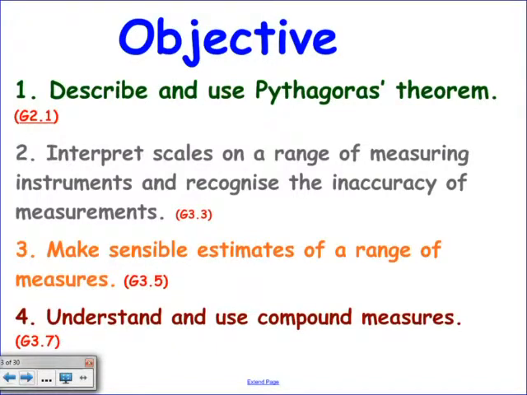Anybody know what a compound measure is? Anyone come across them before? It's two measures together. It's things like miles per hour, kilowatt hours, meters per second, stuff like that. So it's where you're combining two units of maybe distance and time, miles per hour.